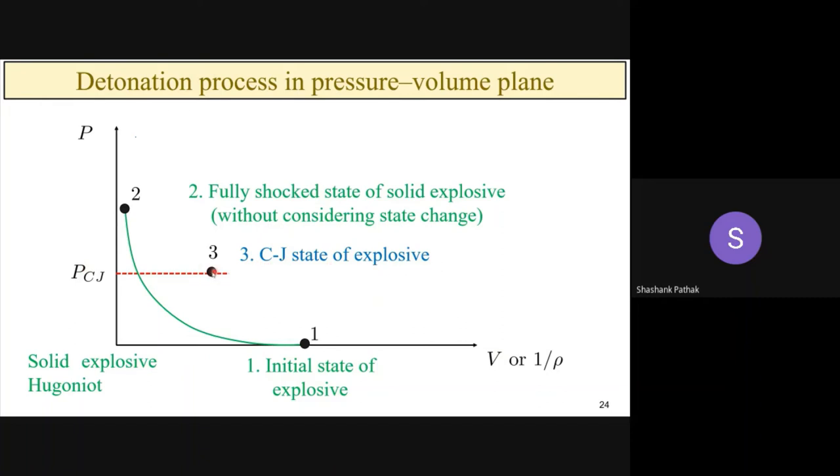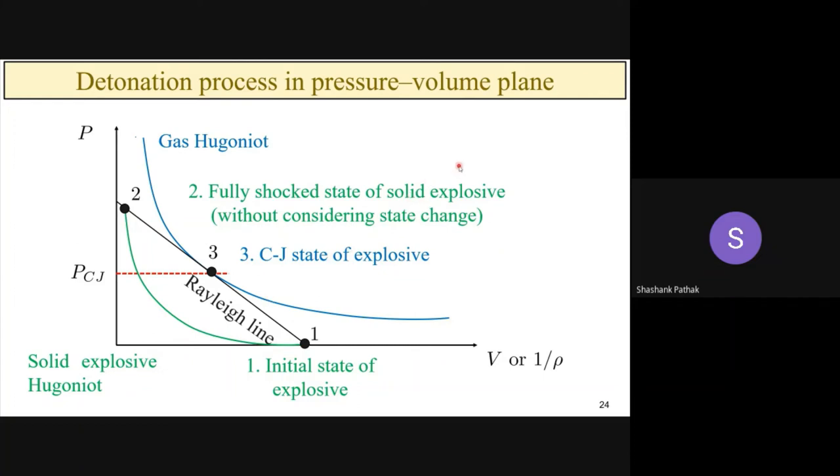So at this moment, at 3, the shock wave has reached that particular point, and this is the CJ state, known as the CJ state. So the thing is, the points 1, 2 and 3 all lie on a straight line, known as the Rayleigh line. And once your explosive changes from solid to gas, you will need a gas Hugoniot. Basically, this part is showing the curve if you consider your explosive to be completely gaseous.